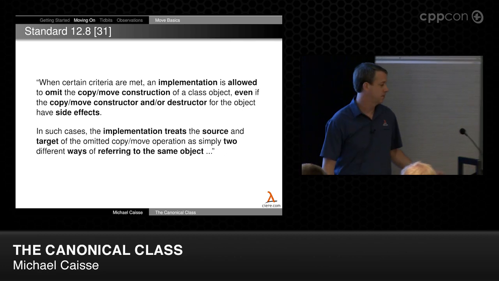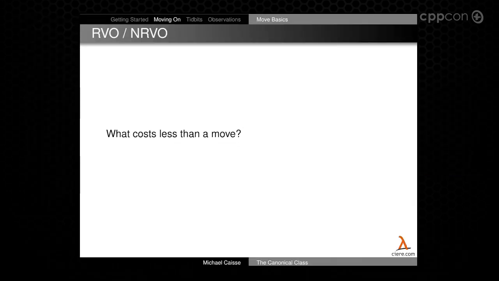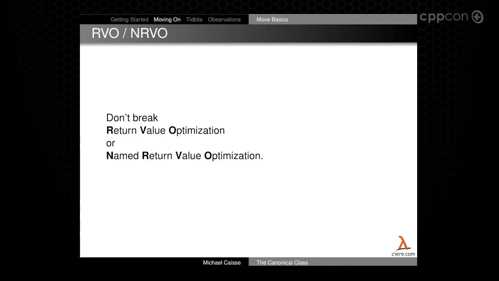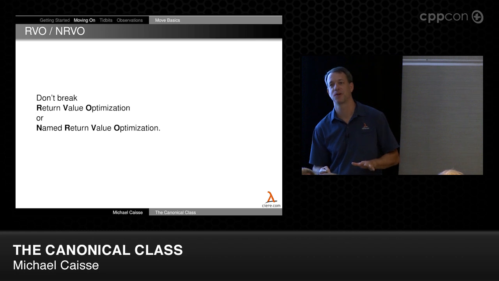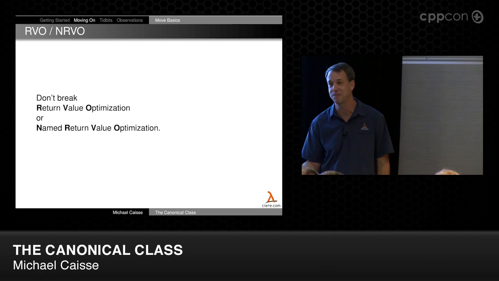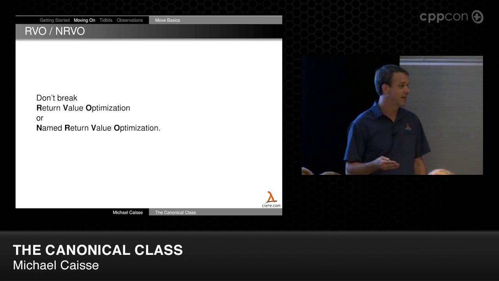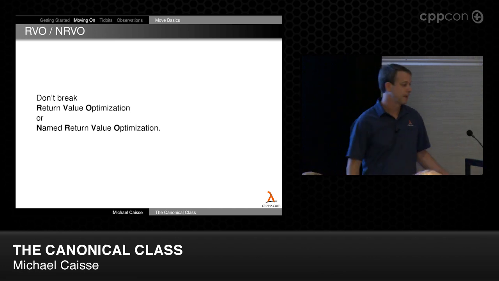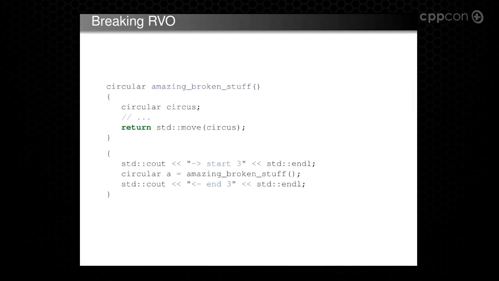All right. So what costs less is, we don't care about standards at the moment. What costs less than a move? No move at all, right? So there's RVO, return value optimization. Don't break it. There are lots of ways to break return value optimization inside of your classes when you write them. Don't do that. Because what's better than moving is not moving at all. So there are a couple of ways that we can break it.